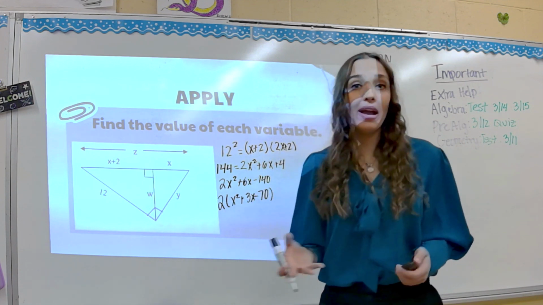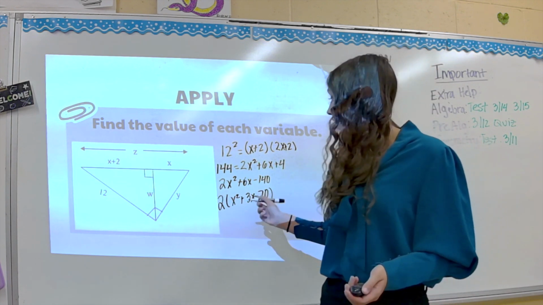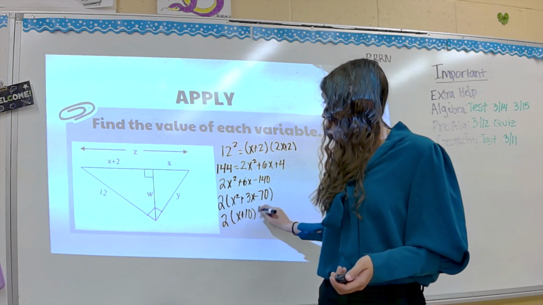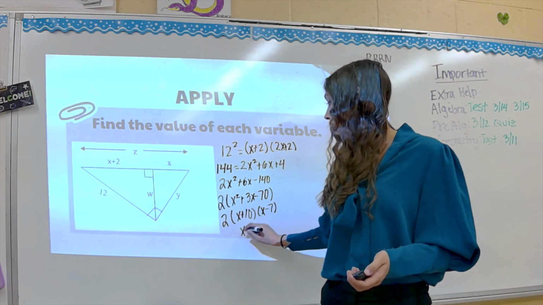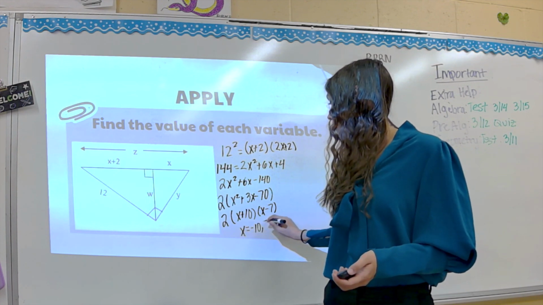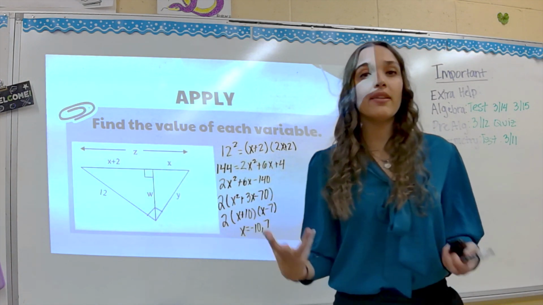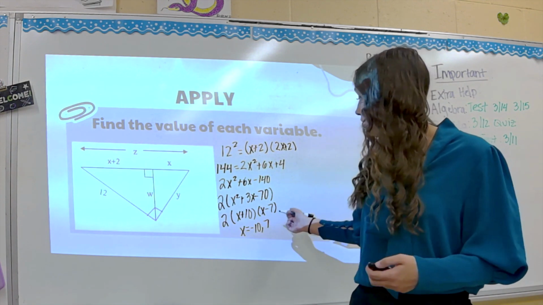And I have to think back. What multiplies to negative 70 and adds to 3? Well, that is going to be my x plus 10 and my x minus 7. So my zeros here are negative 10 and 7. But if I think about it, I have x. Can my x be a negative value? No, it can't, because I can't have a negative side length. So my x is going to be 7.